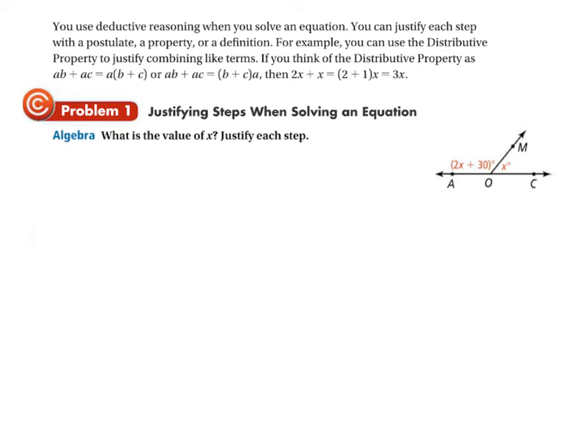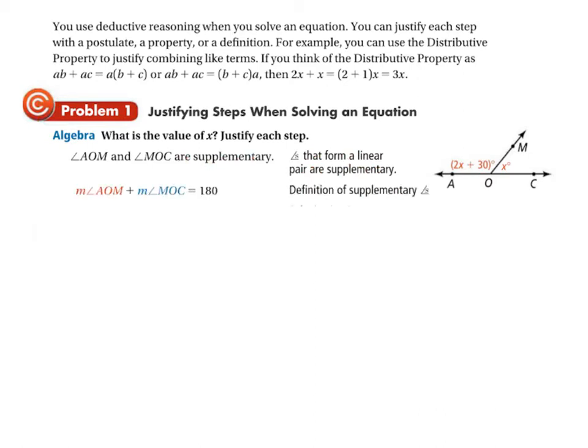Okay, so what can we do with that information? They're supplementary because angles that form a linear pair are supplementary. Okay, that's actually a justification here, saying we're making a statement of what we know based on the illustration or the diagram. Okay, and that's how we justify saying that they're supplementary.